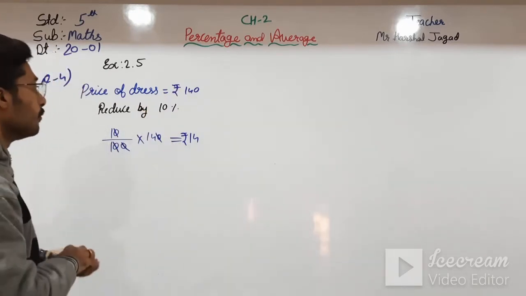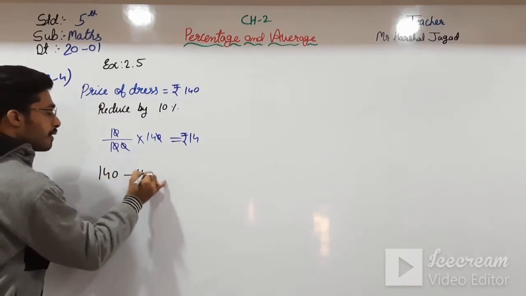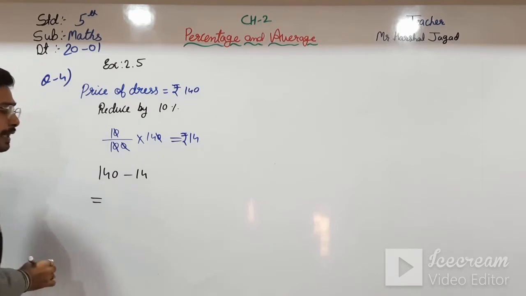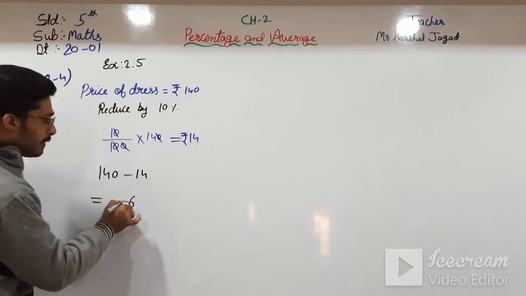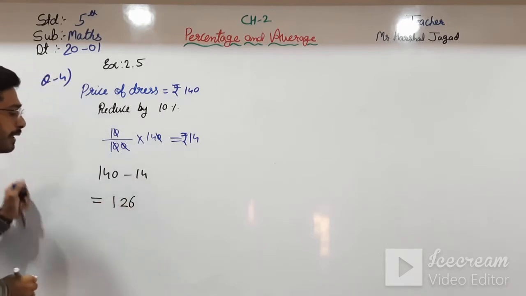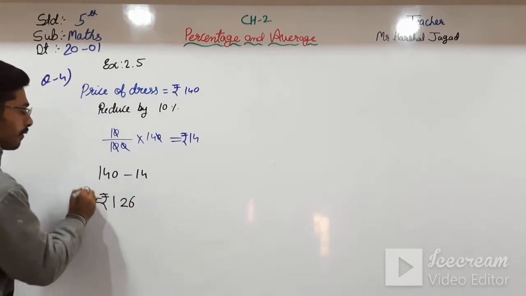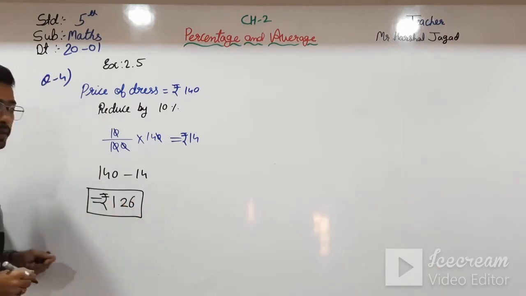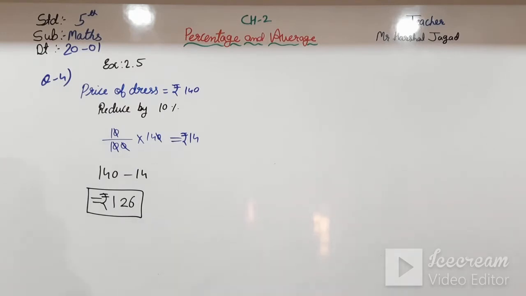Then what we will do? We will subtract it from 140, that is 140 minus 14. Then 10 minus 4 is 6, 3 minus 1 is 2, and 1 remains as it is. So our answer is 126 rupees. Okay students, please note this down and we will move towards question number 5.